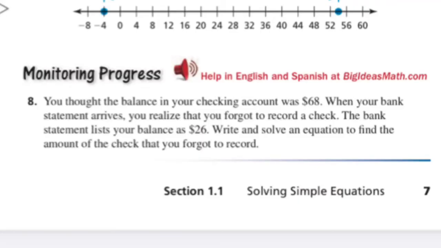Problem number 8. You thought the balance in your checking account was $68. When your bank statement arrives, you realize that you forgot to record a check. The bank statement lists your balance as $26. Write and solve an equation to find the amount of the check that you forgot to record. Number 8.